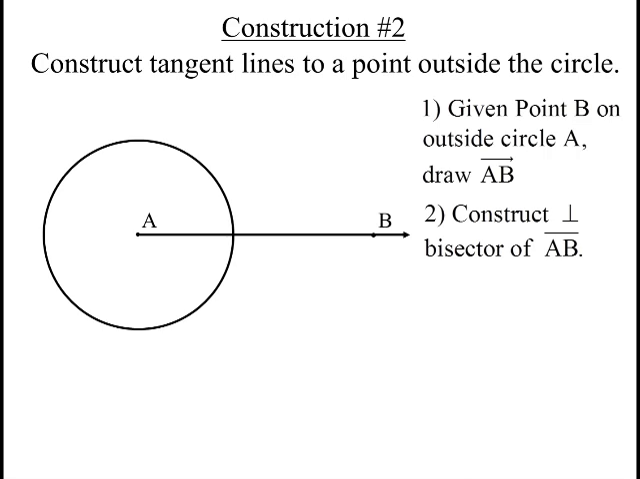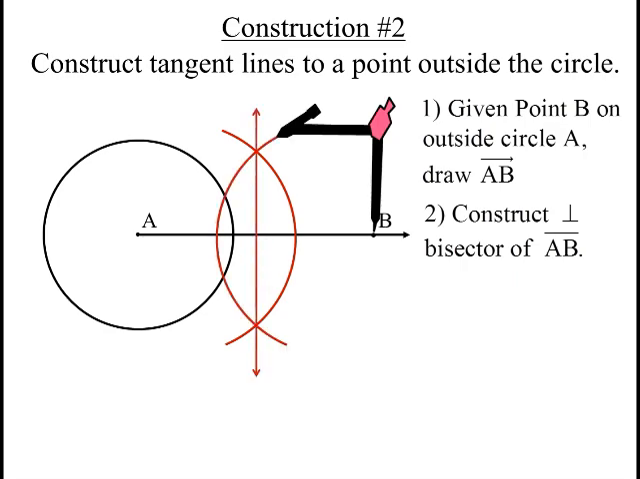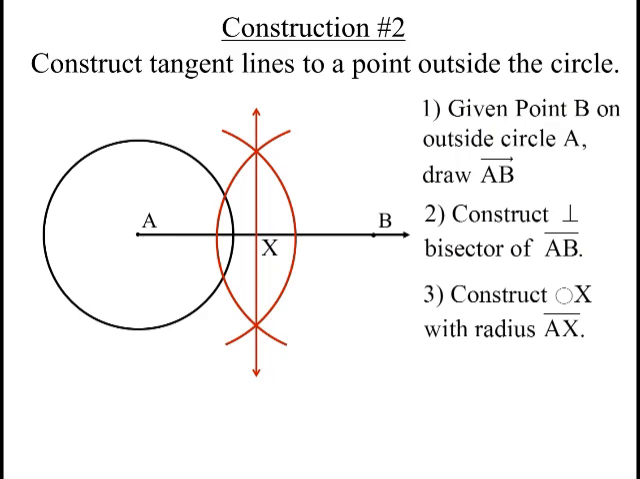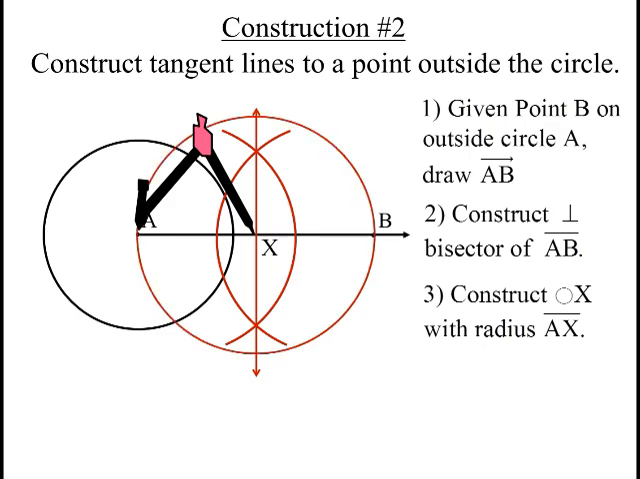So first thing I'm going to do is draw a ray that goes through A and B, ray AB. And then I'm going to construct the perpendicular bisector of AB. So I'll do the fish construction. And there is the perpendicular bisector of segment AB. Now I'm going to take my compass and make a circle, circle X. I'm going to place the compass on that intersection of the perpendicular bisector and segment AB, and construct a circle around that. If you did a good construction, it should go through both points.